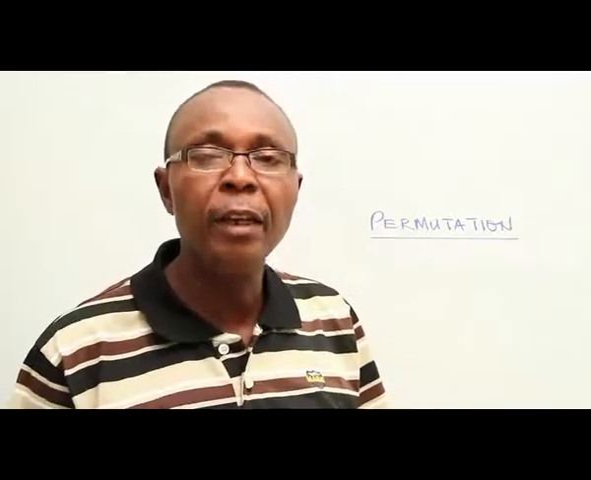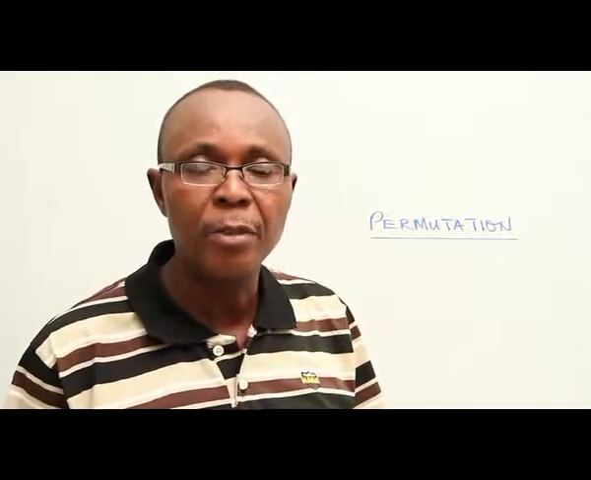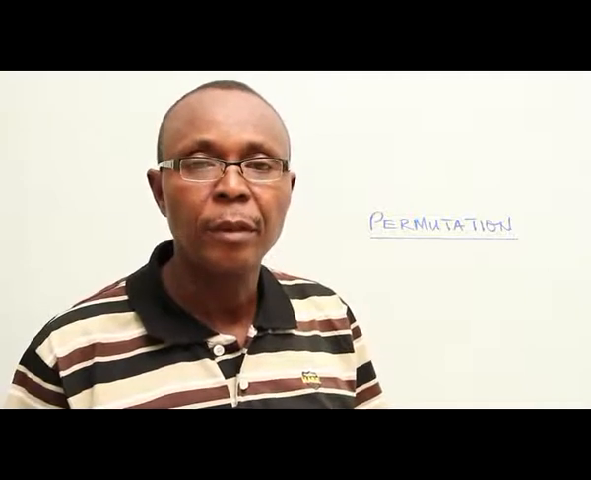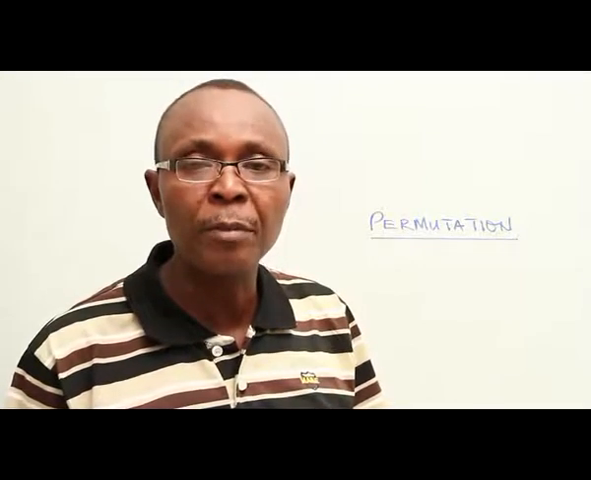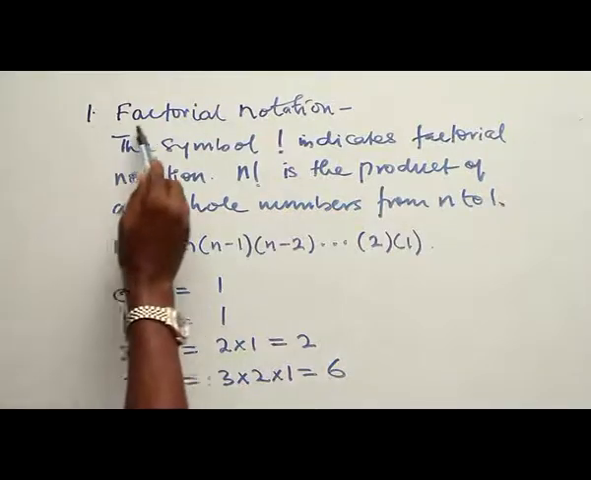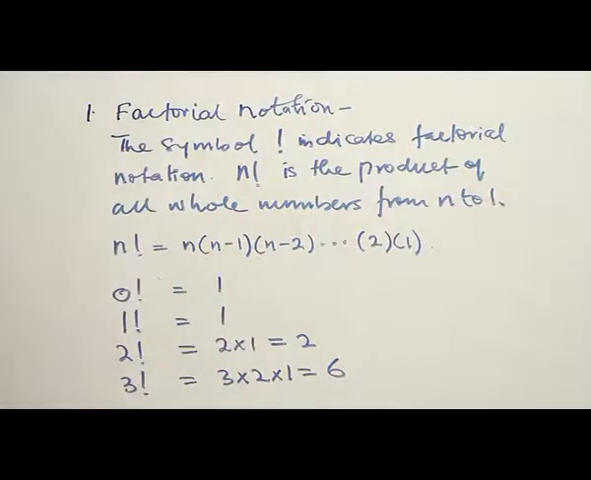Our topic today is permutation. Permutation is an arrangement of objects or items in order. But we shall start by looking at factorial notation, which is a tool that we are going to use in solving problems involving permutation. We now look at factorial notation.